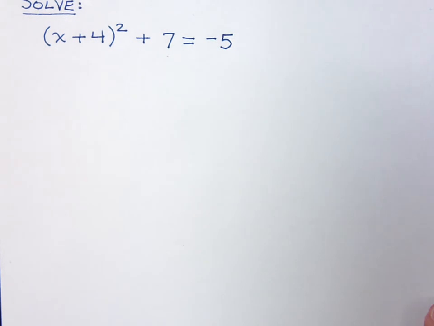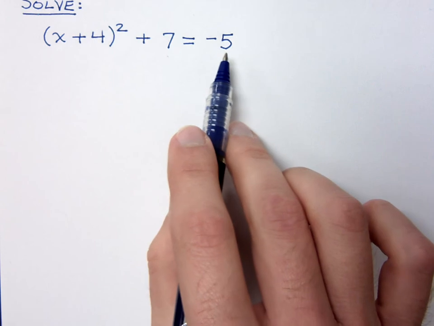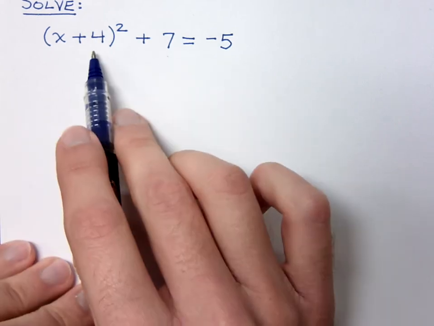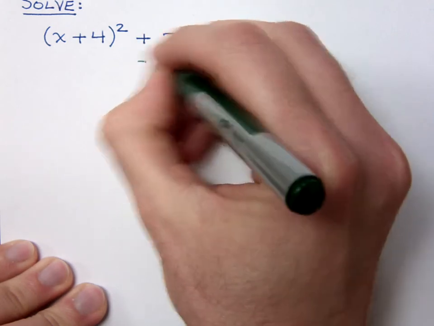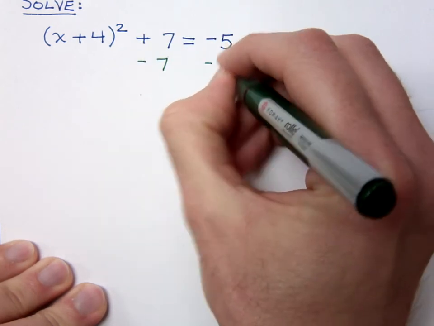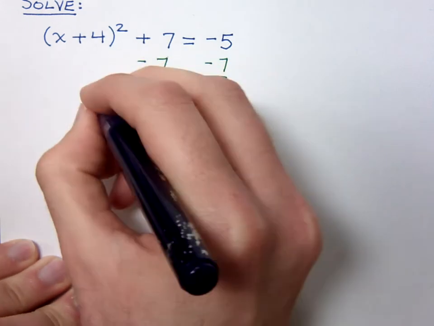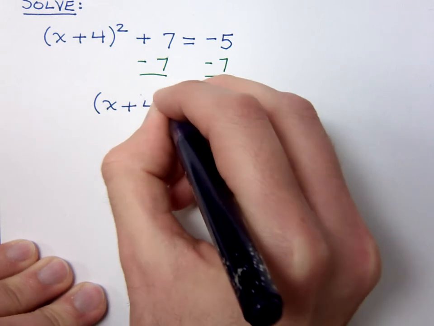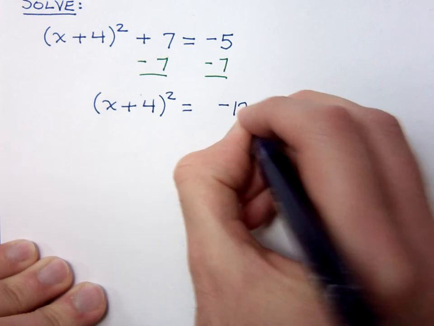In this example, we see that we do have a square, and then we just have constants here, so we do need to use the square root property. But before we can do that, we have to isolate the square first. And that is accomplished quite easily, just by subtracting 7 from both sides. So, subtract 7 on both sides. That's going to isolate this square, so we're going to have x plus 4 quantity squared equals negative 12.